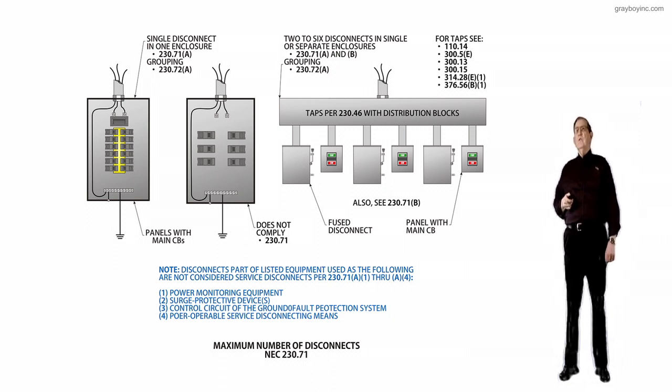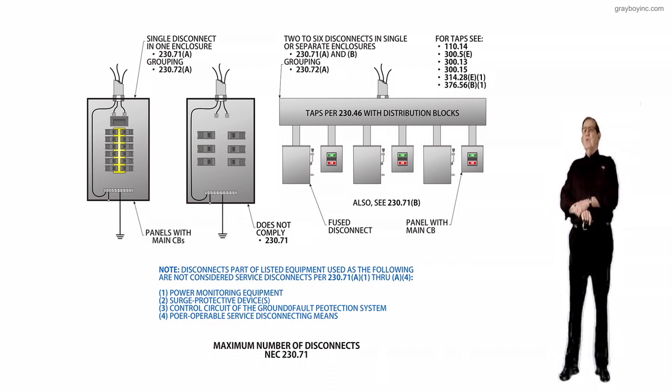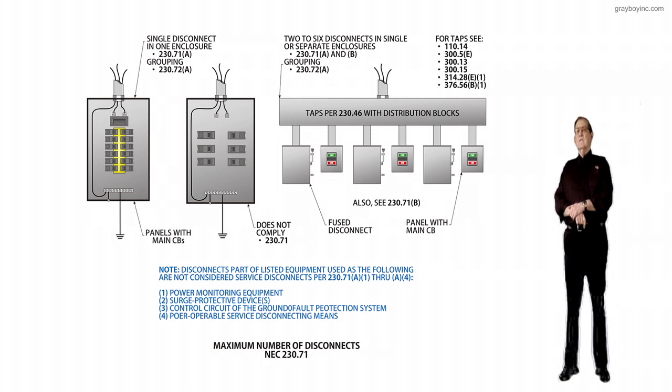Now, if you're looking at taps, then 110.14 is terminations, 300.5(E) is taps, 300.13 and 300.15, 314.28(E)(1) as well as 376.56(B)(1). Now you can go to these sections and see how this tap rule for different things is applicable here.